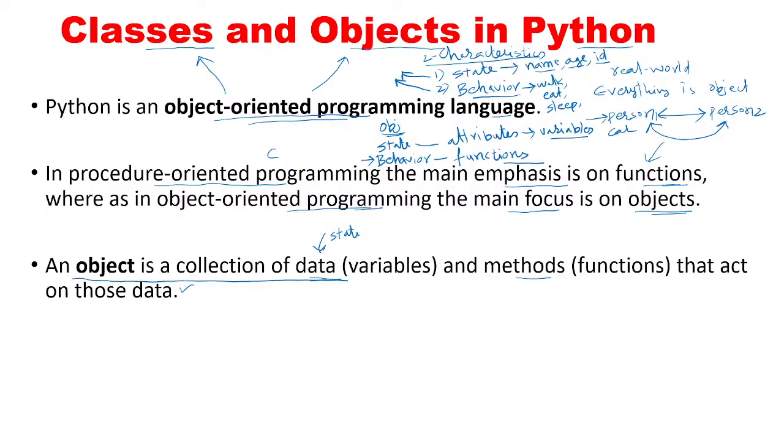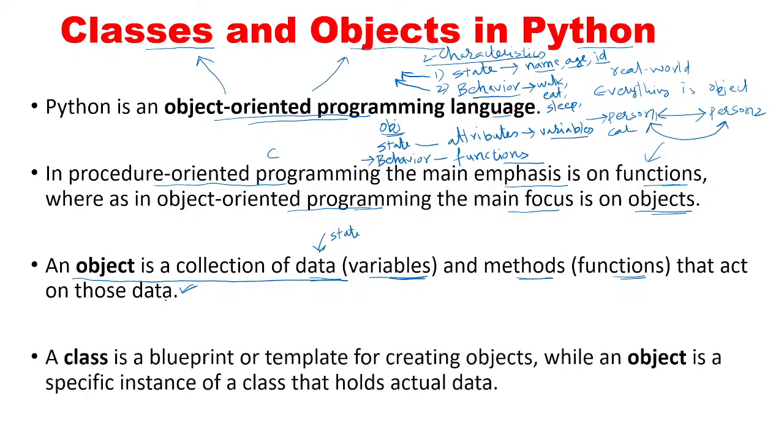State of the object. Okay, so an object is a collection of data. This data is implemented in the form of attributes or variables and methods. Methods are nothing but functions. These functions act on that data. So this is what is called an object in programming.